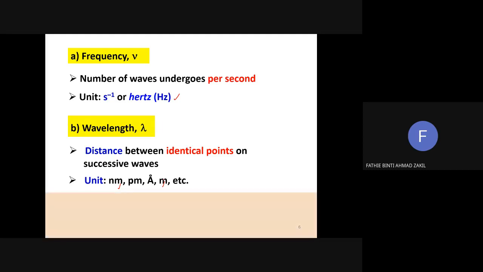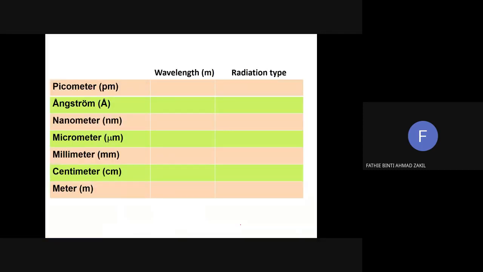Then another thing that you have to know adalah c. c ni adalah speed of light. c ni adalah bersamaan dengan frequency multiply with lambda. So basically c for speed of light. Speed of light adalah 3 darab 10 kuasa 8 meter second negative 1. Okay, kalau kita tengok dalam ni, kita ada satu jadual ni. Kita tengok.